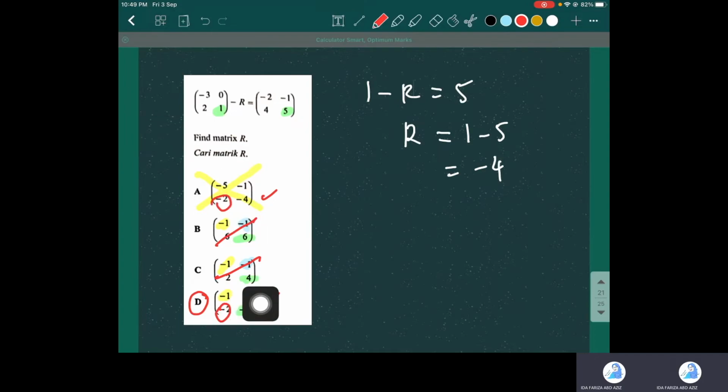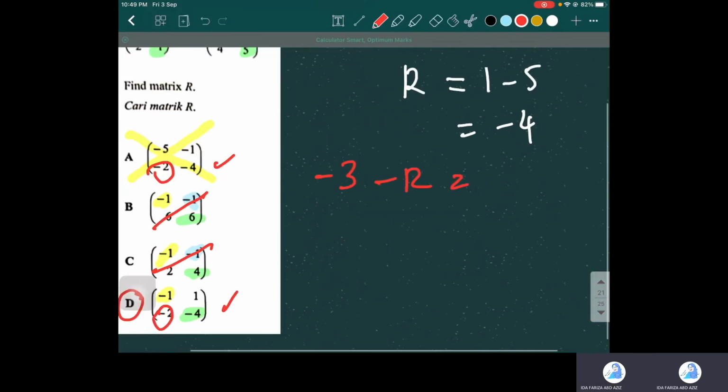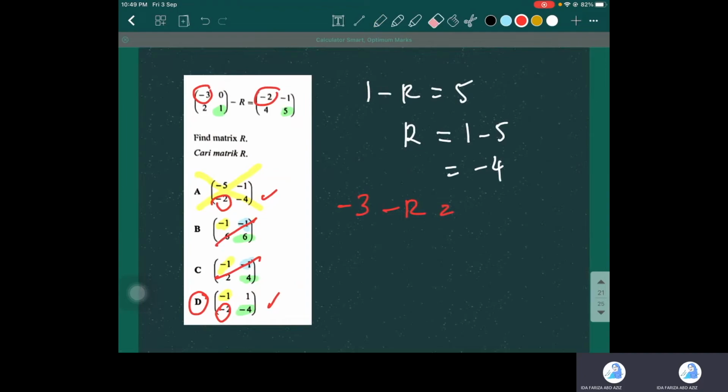Okay, kita boleh check untuk elemen 1, 1. Negative 5 dengan negative 1. So, kita akan check yang ni lah. Negative 3 minus R equals negative 2. Minus R equals negative 2. So, by this, negative 3 plus 2 equals R. So, I akan dapat negative 1. So, kalau negative 1, bukan negative 5 lah. So, the answer is D. So, betul I teka. D is my answer.